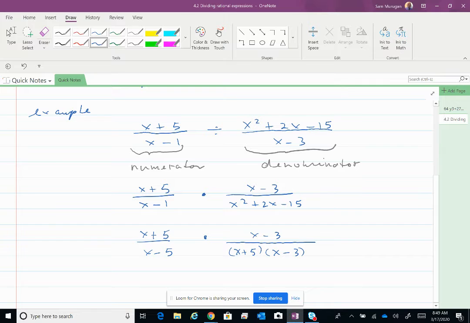x minus 3. So the good rule here is that since we're canceling, we're going to put this in parentheses, and we're going to go right ahead and cancel x plus 5 with x plus 5. This goes one time. x minus 3 with x minus 3. This goes one time. So 1 times 1 is 1. And x minus 1 on the denominator. And there's your answer. That's the simplest form for this problem. We have simplified what we started with as two rational expressions to a single rational expression.